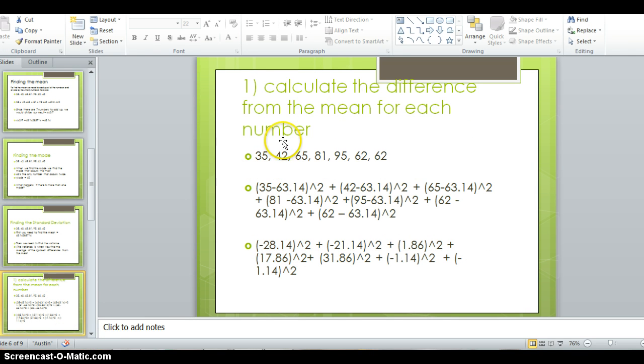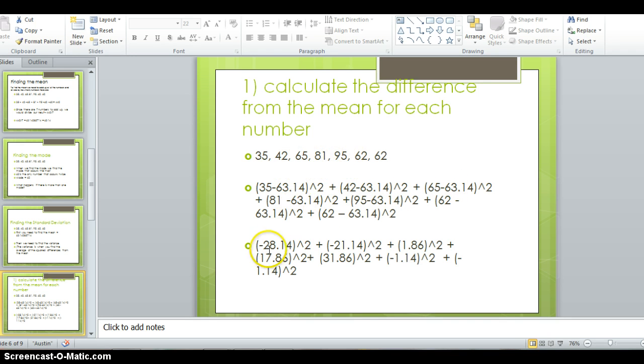We find the variance by calculating the difference from the mean for each number. So let's look at the example. Notice the first number is 35. You will take 35 minus the mean. The mean is 63.14. Keep it squared. Then add the next number from up above. 42 minus the mean, 63.14. You'll continue this whole process through all 7 numbers.